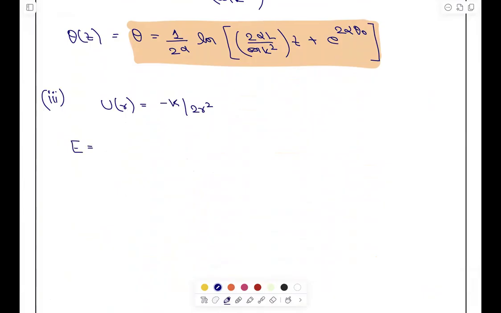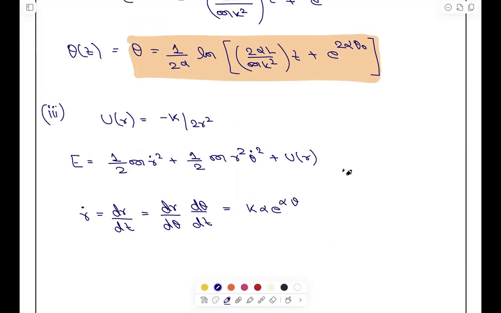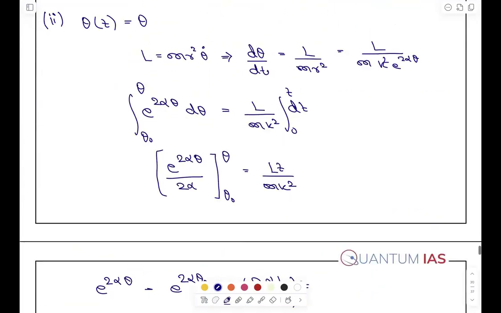So E in this central force motion, we know that it is equal to half m r dot square plus half m r square theta dot whole square plus U(r). So we have to find out r dot. Now r dot is nothing but dr by dt. We can write this dr by dt as dr by d theta into d theta by dt. What is d theta by dt? Theta dot. And what is dr by d theta? dr by d theta will become k into alpha e to the power alpha theta, because r is equal to k e to the power alpha theta.